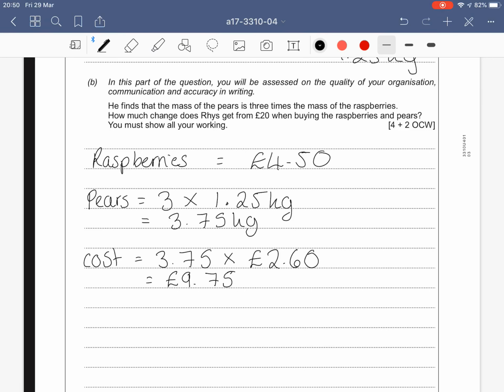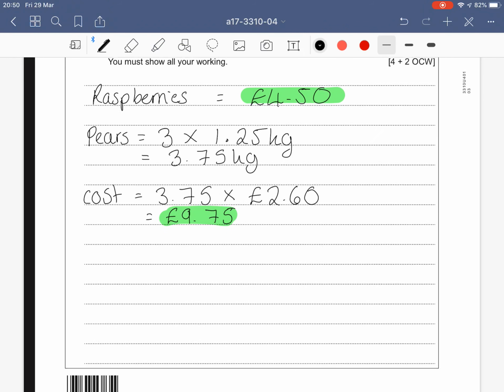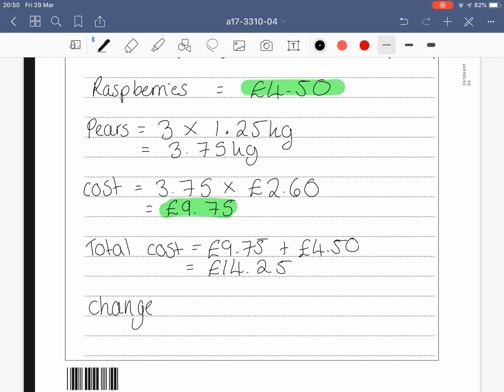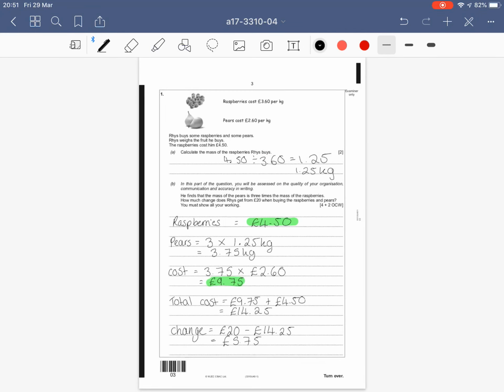We should get £9.75. So if the pears cost £9.75 and the raspberries cost £4.50, in total we just need to add those up. So the total cost is the £9.75, add the £4.50, and we should get £14.25. They've asked for the change, so we want the change from our £20. So we take our £20 and take away the £14.25, and we're left with £5.75 change.